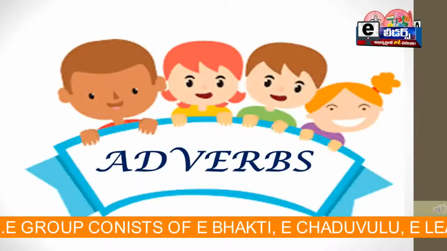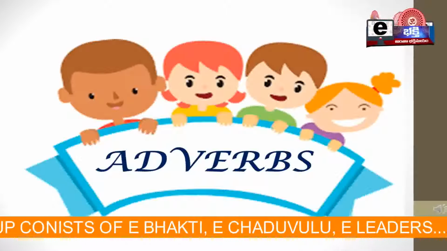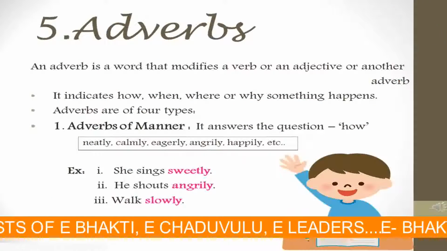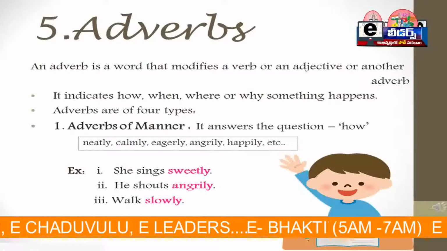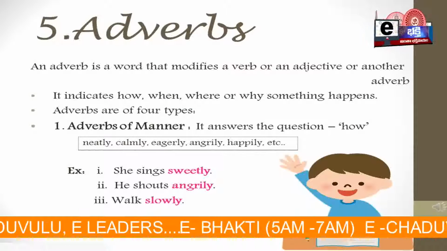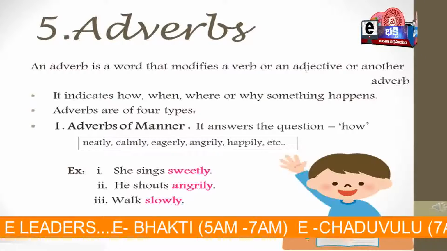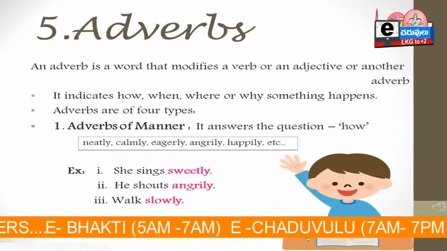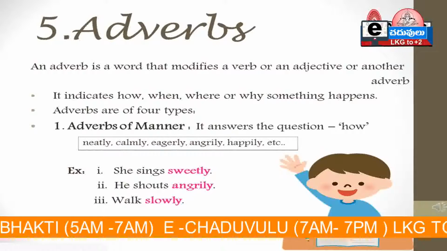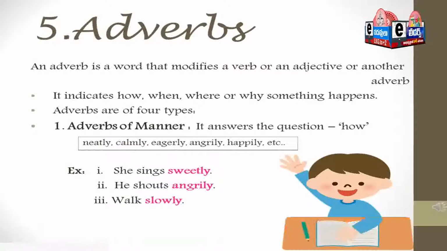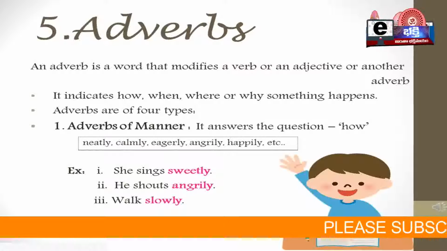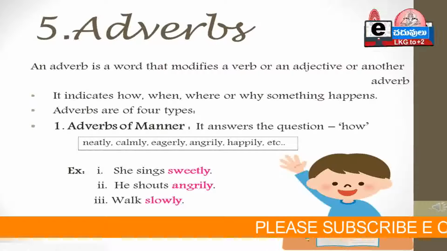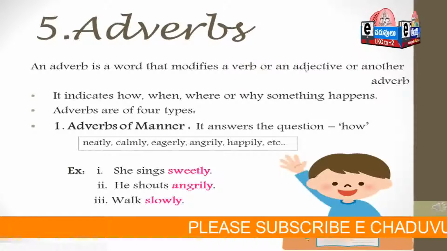Now first, we shall have a look at adverbs and their types. What is an adverb? An adverb is a word that modifies a verb, an adjective or another adverb. In other words, an adverb is a word that adds something to the word verb, adjective or adverb. It indicates how, when, where or why the action takes place.